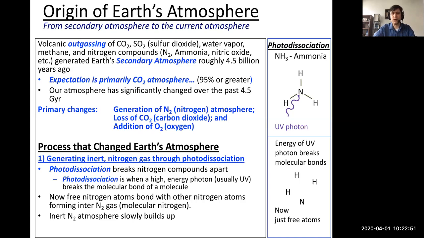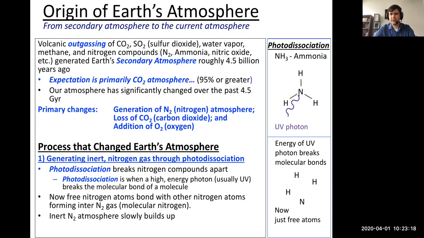We have a whole lot of CO2, and we actually would have expected our secondary atmosphere to have been much, much thicker than our current atmosphere, perhaps 80 times the mass of our current atmosphere or greater. So how do we go from this CO2-dominated, much more massive atmosphere to this thinner atmosphere that is mostly nitrogen gas and secondarily oxygen gas?